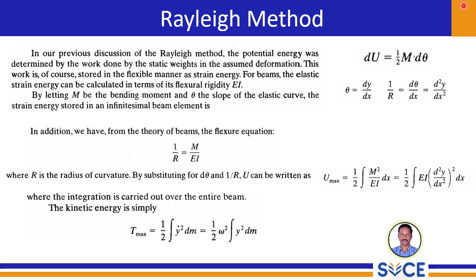Let's consider the kinetic energy of the beam. Kinetic energy arises from the motion of the mass elements of the beam as it vibrates. For a small element of the beam with mass dm, its kinetic energy is half (dy by dt) square. So kinetic energy is simply half integration of y dot square dm. We will substitute the value of y in the next slide.